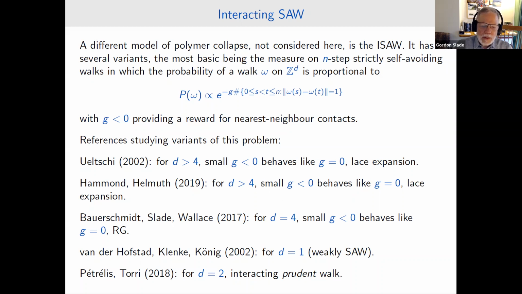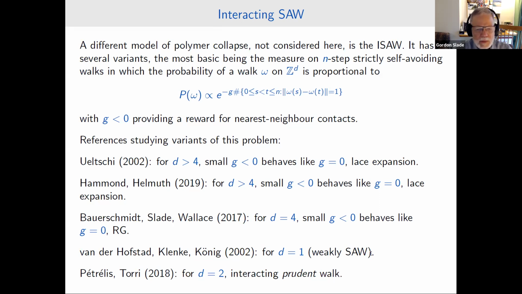There's another model which is similar, but with a different kind of proof, again using the Laplace expansion, that for d greater than 4 and small negative g, again, collapse doesn't take place. In d equals 4, there's a renormalisation group analysis that says that small g doesn't do anything either. The problem for weakly self-avoiding walk is interesting even for d equals 1, and that has been analyzed in some depth. There's recent work on the interacting prudent walk, which I won't go into the definition of.